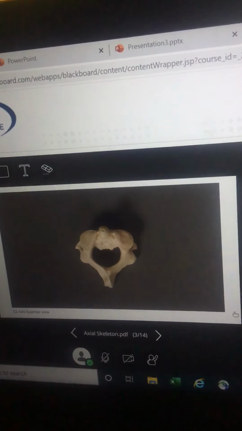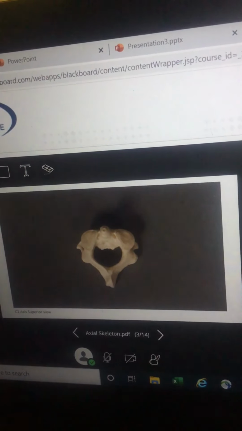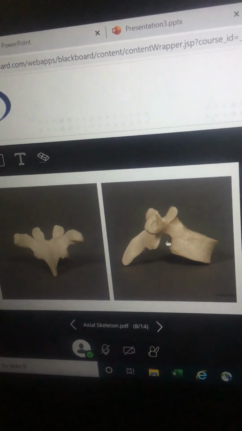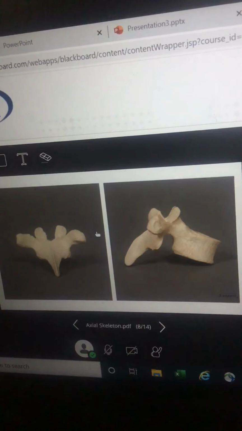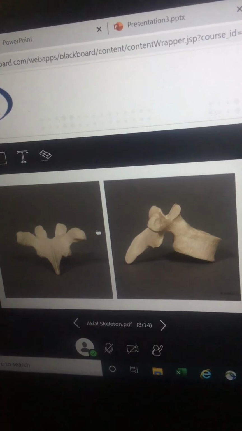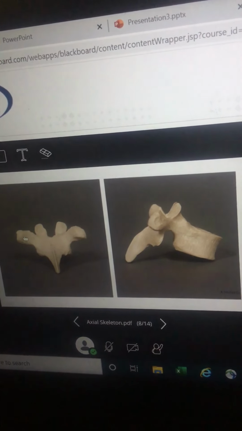So if we're looking at, let me find one here. This looks like a giraffe, so we know this is thoracic. We're not going to have that transverse foramina. We're going to have a vertebral foramen. These are the vertebral foramen.